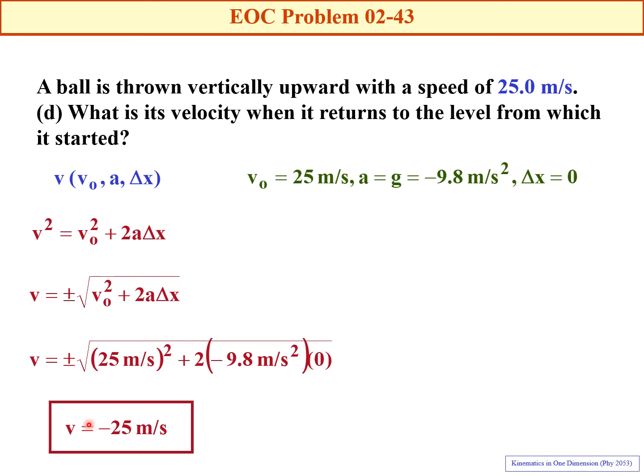You'll notice we get the negative 25 meters per second here because the positive value is actually when it was going upward. There are two places where we have a displacement of 0: where it started at the beginning and where it ended at the end. At the beginning we have our positive 25 meters per second. So we're looking specifically at the end, where it's going to be negative 25 meters per second.